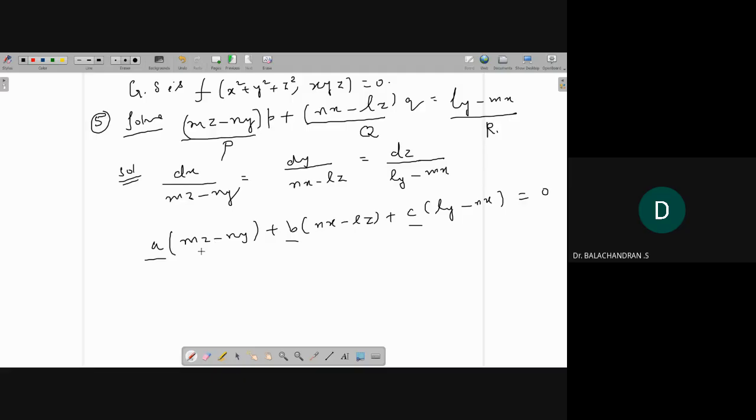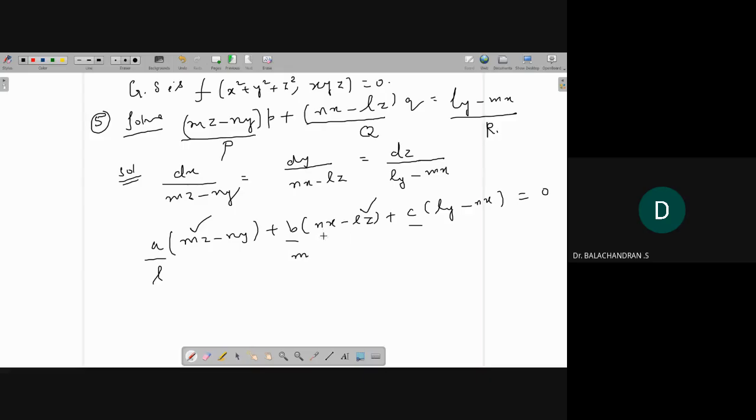So here you have mz, but here you have lz. So you should multiply this by L and you should multiply this by M. That is the hint. Here you have mz, here you have lz. These two cancel only if you multiply this one by L, and if you multiply this one by M. So that's why I'm going to multiply L here, M here.